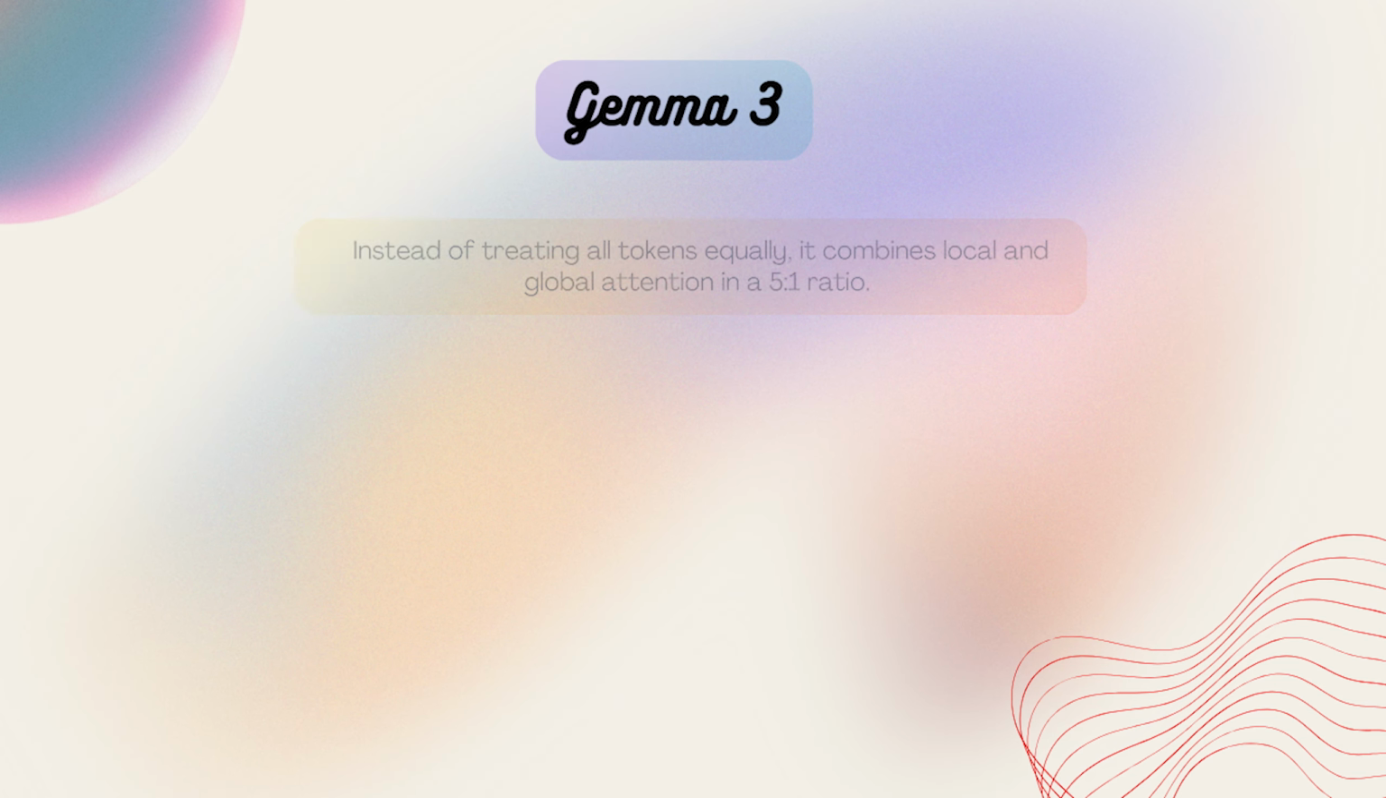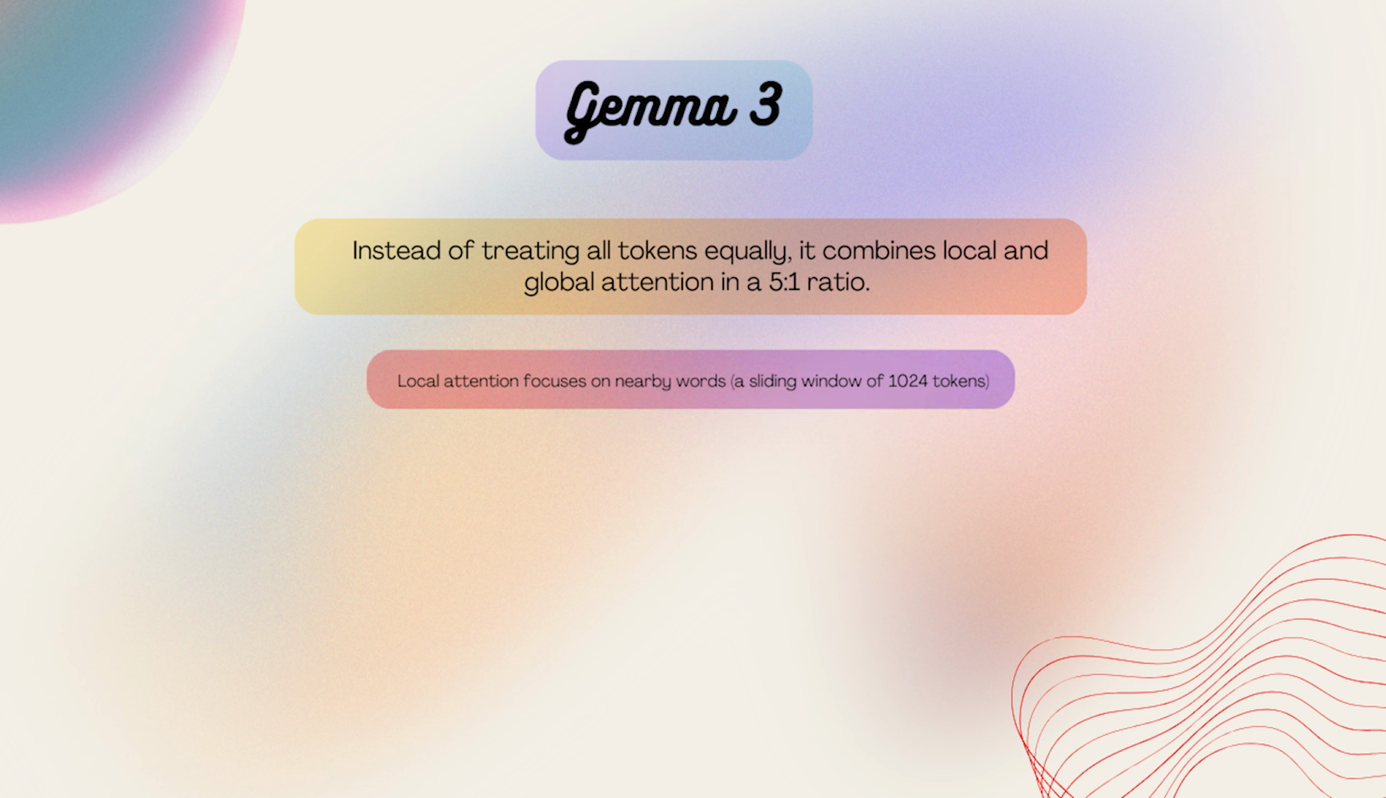One of the most critical innovations in Gemma 3 is its interleaved attention pattern. Instead of treating all tokens equally, it combines local and global attention in a 5-to-1 ratio. Local attention focuses on nearby words, a sliding window of 1,024 tokens, while global attention spans the entire context.